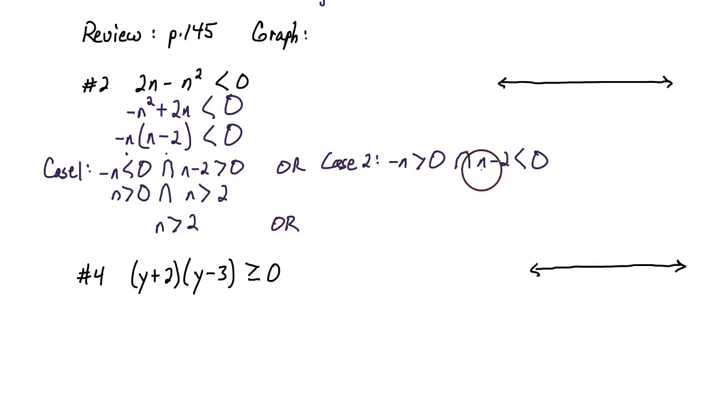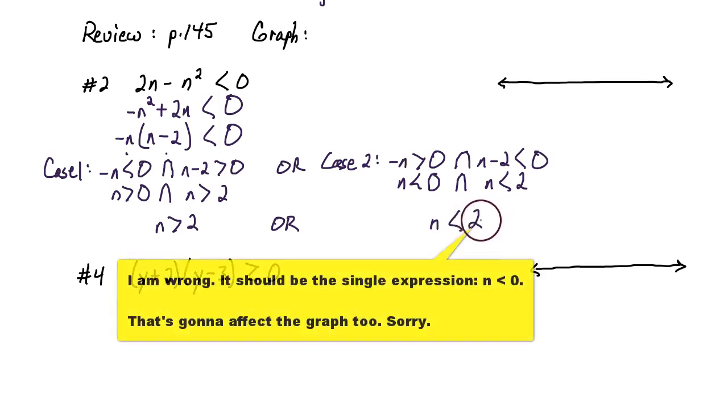Now let's go over to case 2 and solve these. Divide both sides by negative 1. The arrow switches when you divide by a negative. On this one, add 2 to both sides. Our statement is n is less than 0, and at the same time, it's less than 2. This could be written with the single expression n is less than 2.